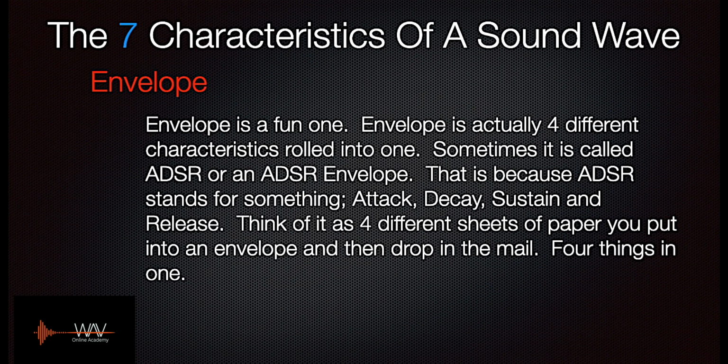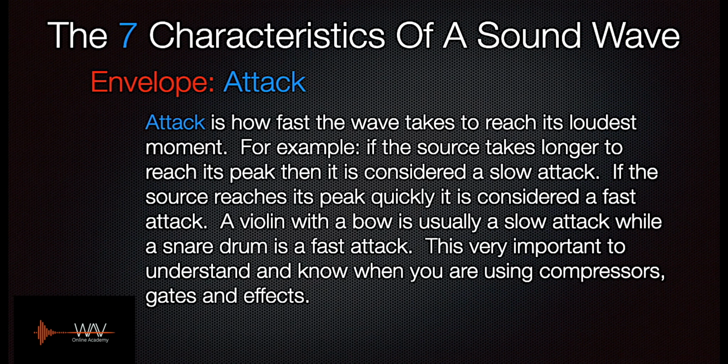Envelope. Envelope is a fun one, and it sounds complicated, but it's actually kind of the easiest one. The envelope is actually 4 different characteristics rolled into one. Sometimes it's called ADSR or an ADSR envelope. That's because ADSR stands for attack, decay, sustain, and release. So think of it as 4 different sheets of paper that you fold up and put into an envelope and then drop in the mail. It's actually 4 things in one, 4 things in the envelope.